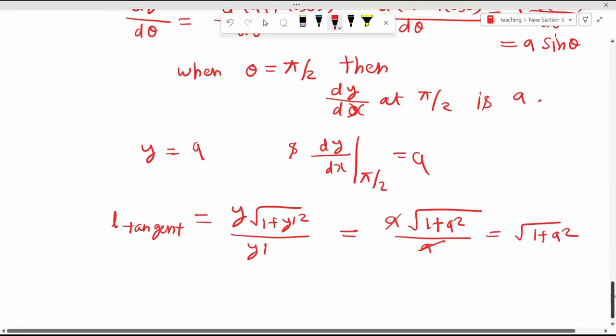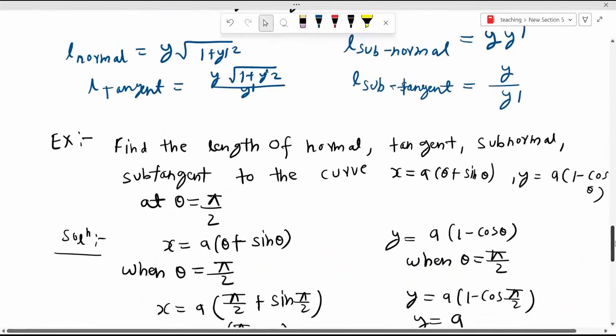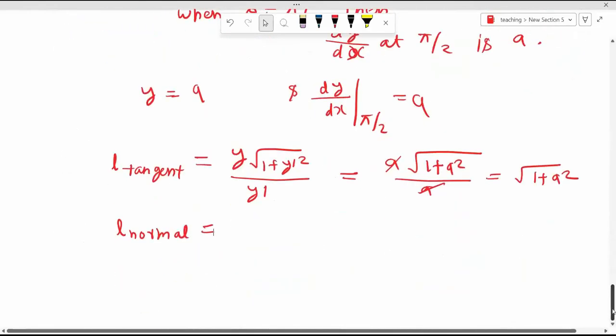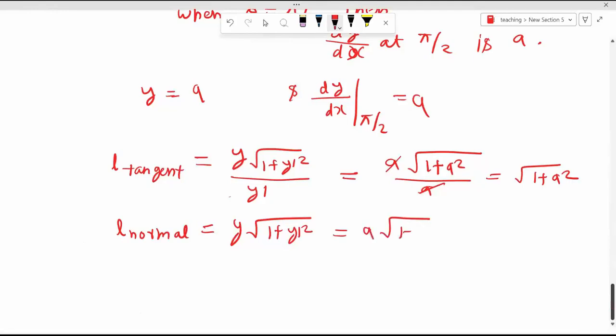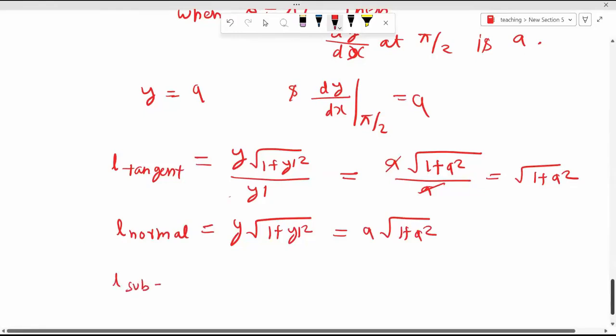Now we have to find the length of the normal. The formula for the length of normal is y under root 1 plus y dash square. So simply we write y under root 1 plus y dash square, which is equal to a under root 1 plus a square. This is the length of normal. Now we find the length of subtangent.